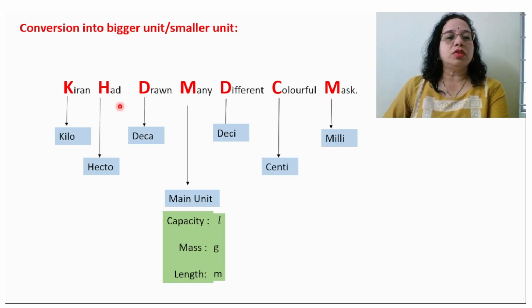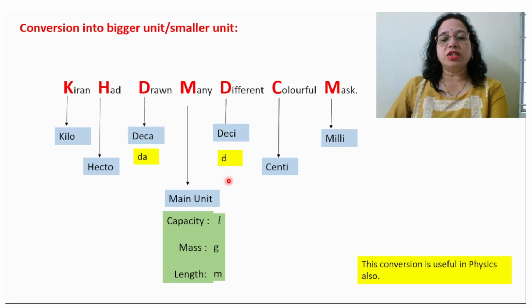One more thing here, the units are written in descending order. So kilo is the greatest unit and milli is the smallest unit. Wherever it is written DA, we will read this as deca, and a single D means deci. Most of the time in the textbook it is written DA or D. So DA means deca and single D means deci. This conversion is useful in physics also, already I have told you.